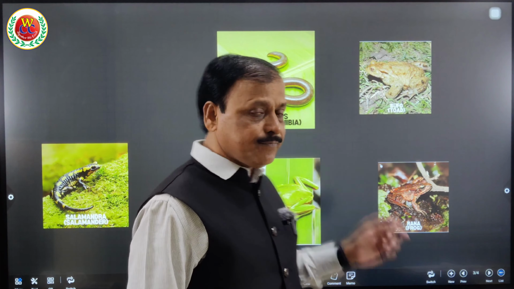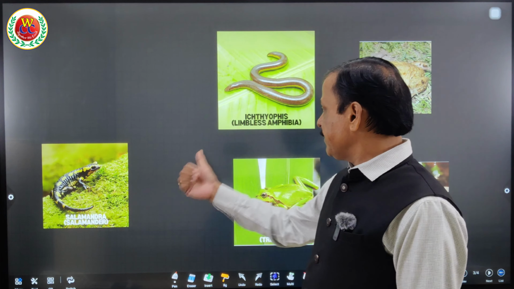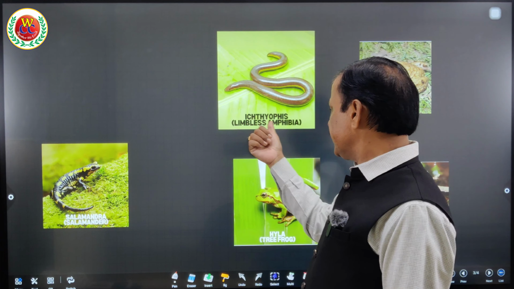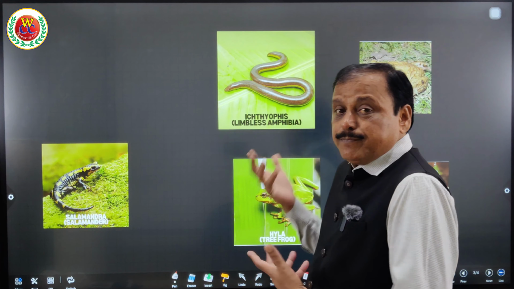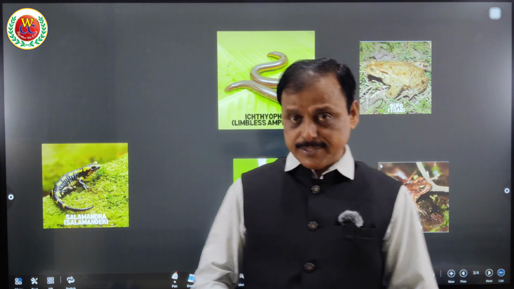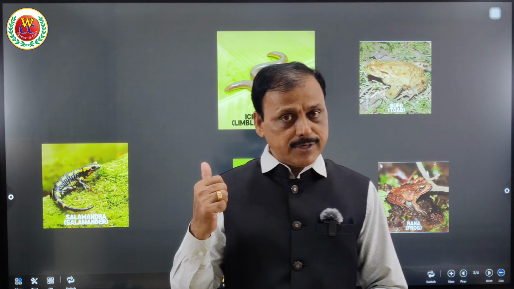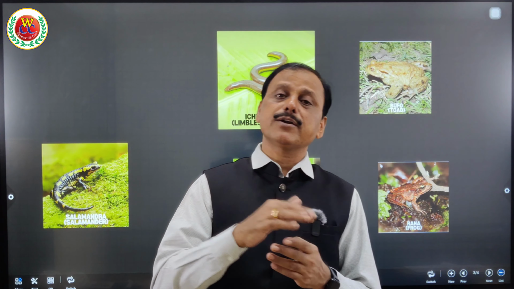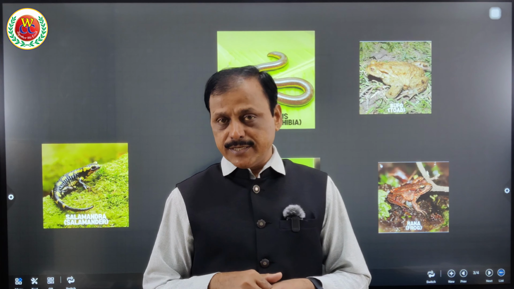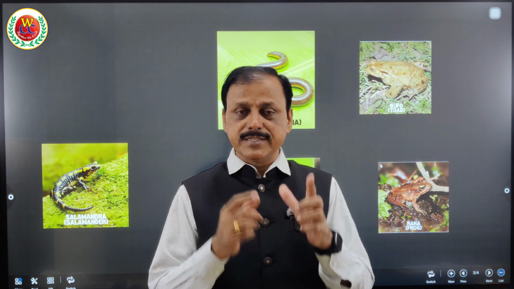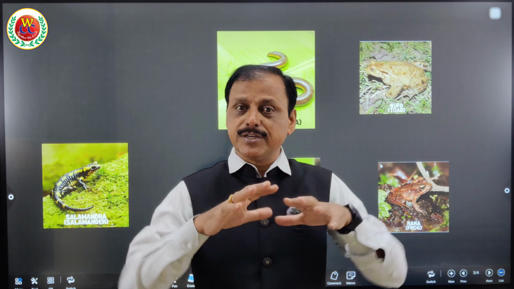So here you can see some of the examples. Salamander. This is Ichthyophis. It has no limbs, unlike other amphibians. They are called tetrapods because they have forelimbs and hind limbs. Already we have discussed that hind limbs are longer than forelimbs. Hind limbs have 5 digits, forelimbs have 4 digits, and they have webbed feet for swimming.